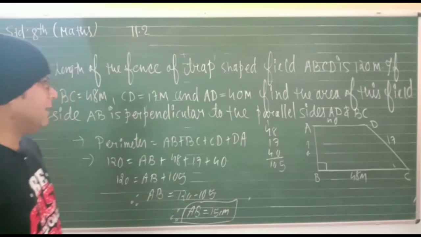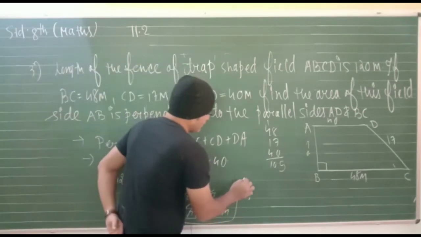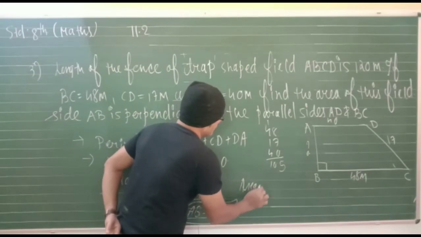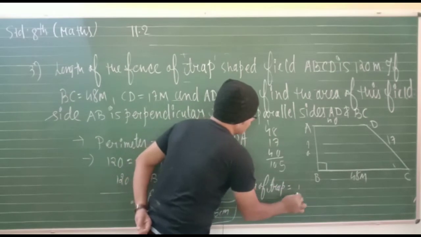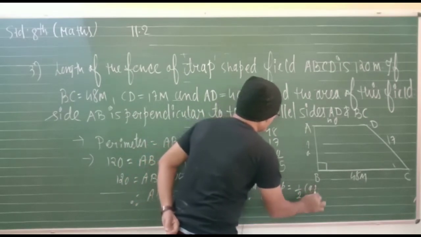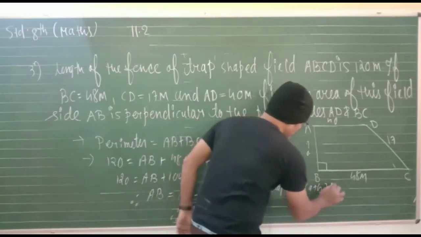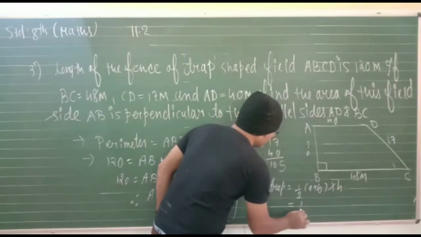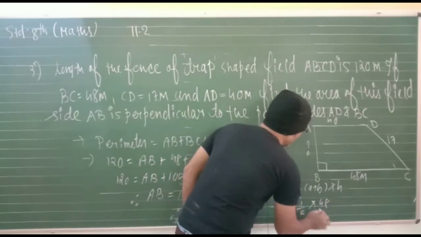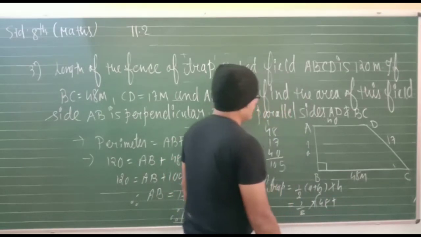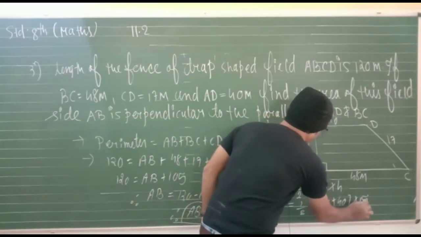Now you got your height. Now you have to find the area of the trapezium. So area of trapezium is equal to half into (A plus B) into H, is equal to half into (48 plus 40) into 50.